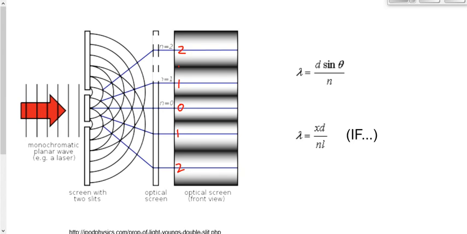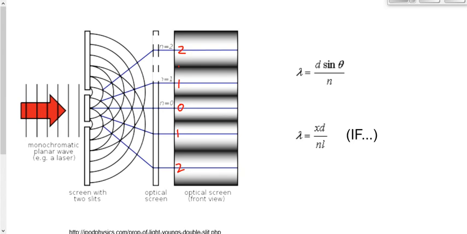Second order maximum, second order antinode, second order bright spot, whatever you want to call it. We can describe what happens here. We can describe the position of these antinodes, the angles involved, distances involved, and so on by two equations. And those two equations are written on the board right now.